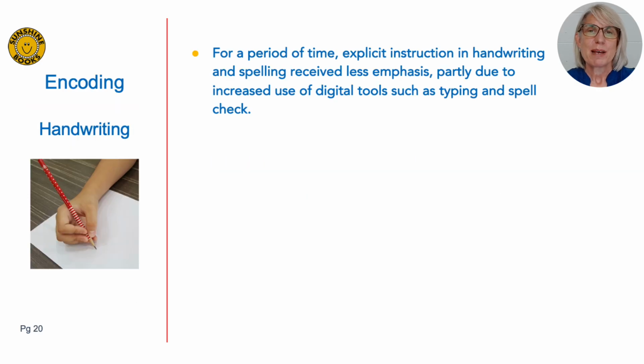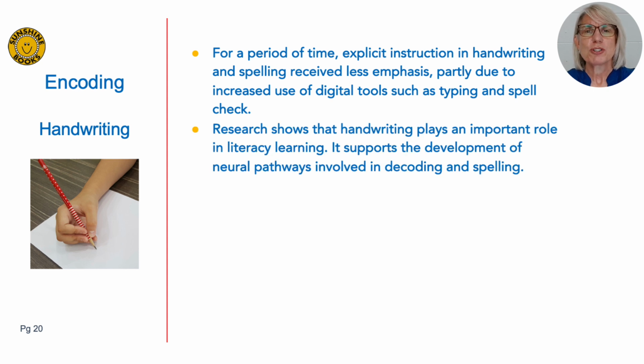For a period of time, explicit instruction in handwriting and spelling received less emphasis, partly due to the increasing use of digital tools such as typing and spell check. Research now shows that handwriting plays an important role in literacy learning. Handwriting supports the development of neural pathways involved in spelling and word reading, so that decode-encode pathway that we looked at when we looked at the reading brain. This makes it an important component of learning to read.